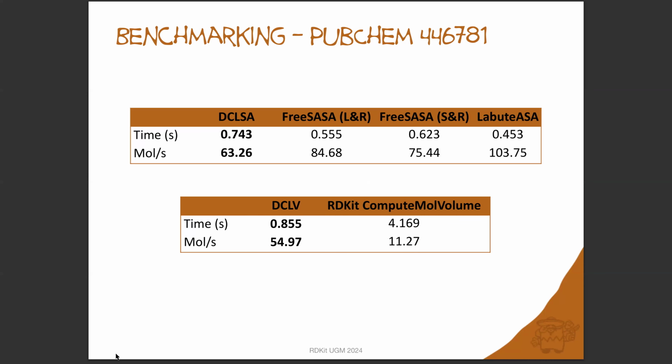So for small molecules, we're looking at a smaller number of atoms, so the speeds are generally quite a bit faster, and there's less of a differential between our method and what is already in the toolkit. But again, we're quite a bit faster than the ComputeMolVolume method.